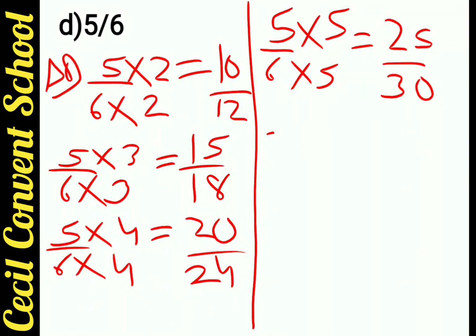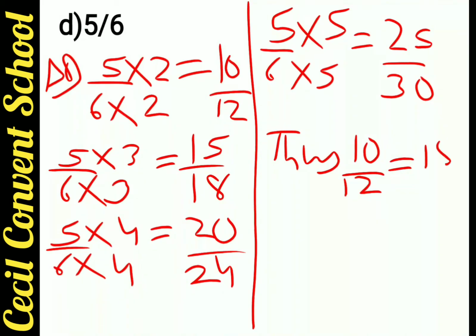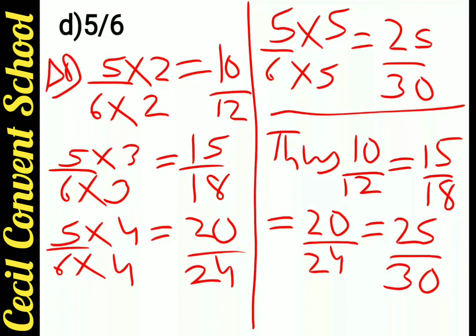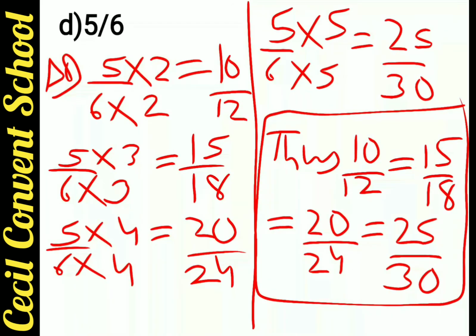Clear? Thus at the end you will write: 10 upon 12 is equal to 15 upon 18 is equal to 20 upon 24 is equal to 25 upon 30. Then you put it in a box because this is your answer. Clear, students? Now we do E part. Same as all the parts.